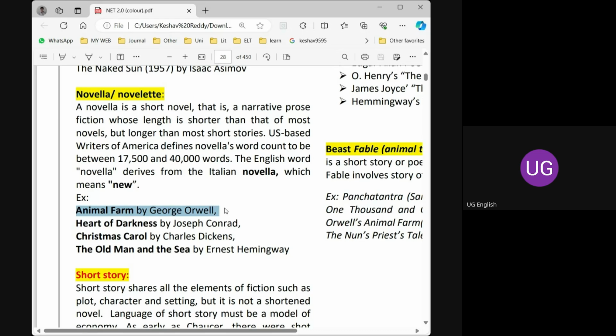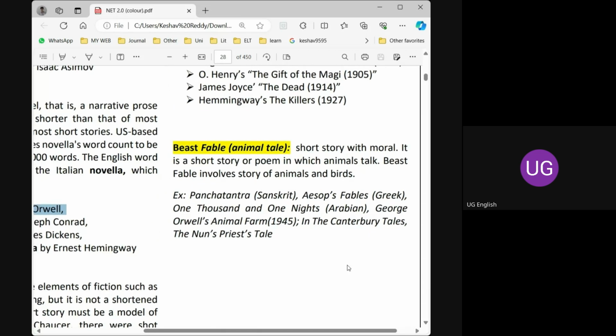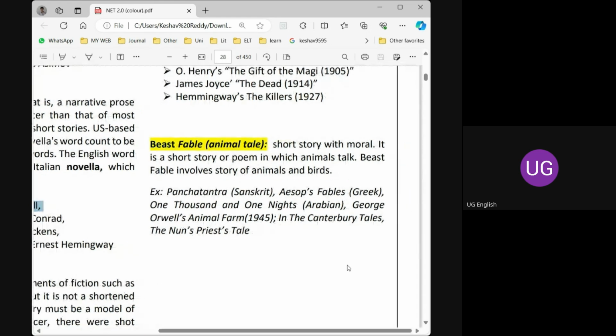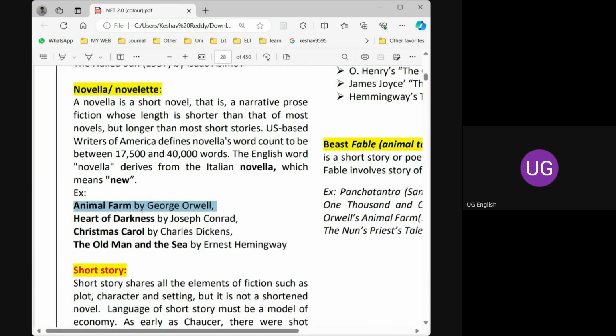This is also called a beast fable. Beast fable is nothing but an animal tale in which animals behave as if they are humans. They walk, they talk, they drink, they eat. They behave as humans. So, Animal Farm is a very important novella. This is part of the intermediate syllabus as a non-detailed textbook.